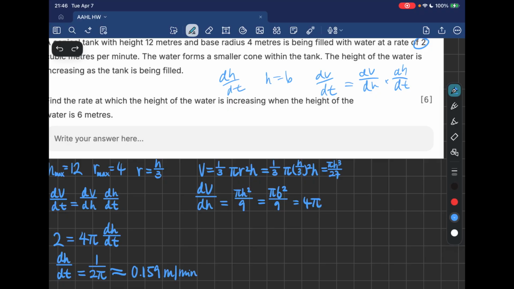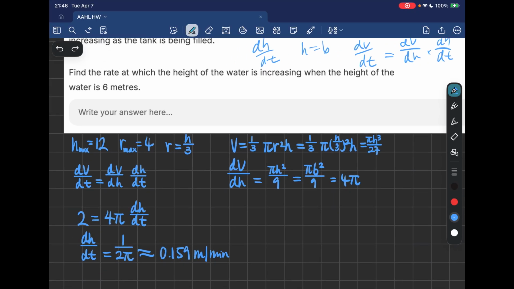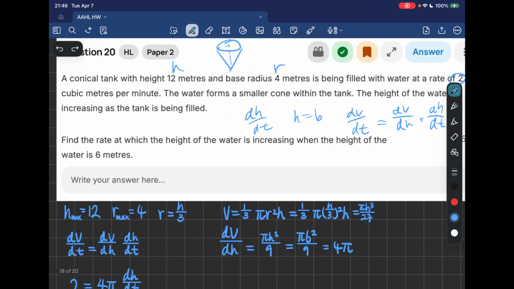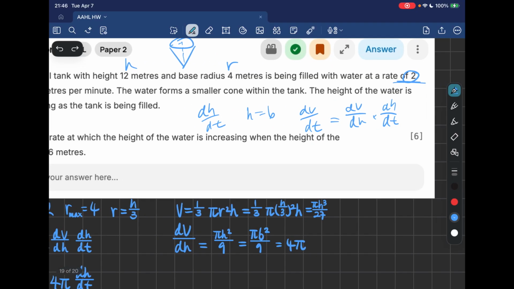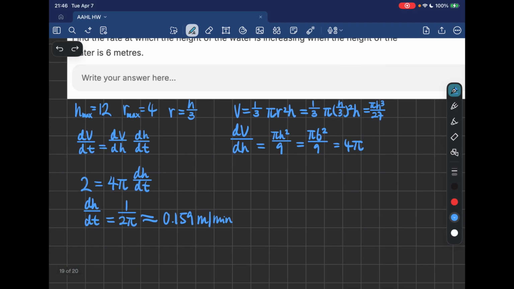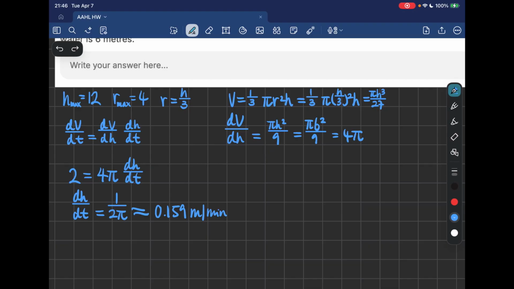So let's substitute this numerical value and this numerical value to find dh over dt. So 2 equals 4 pi dh over dt. So dh over dt equals 1 over 2 pi, and using your calculator, it's just 0.159 meters per minute.